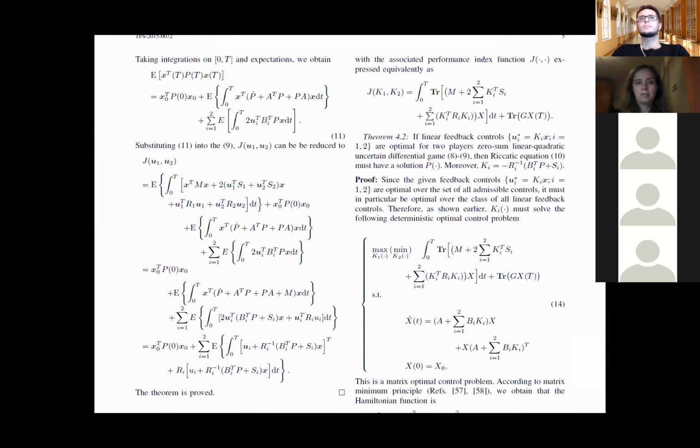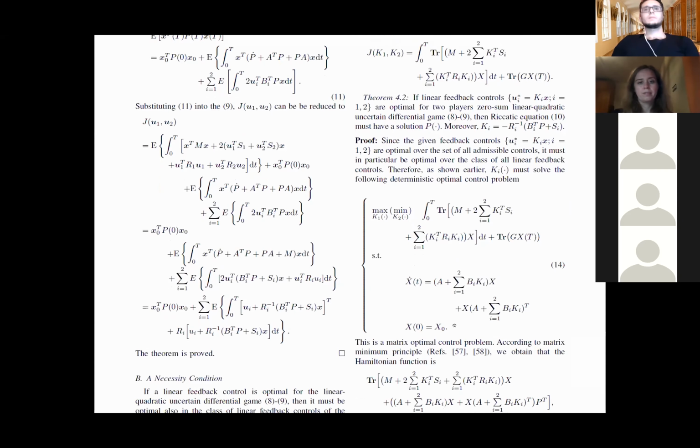The performance index function is equivalent as this. So if the linear feedback control is optimal for the two-player zero-sum linear quadratic uncertain differential game, then the Riccati equation (10) must have a solution. Moreover, the solution satisfies this. The proof is very important.